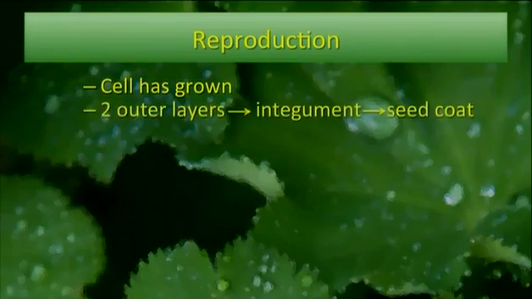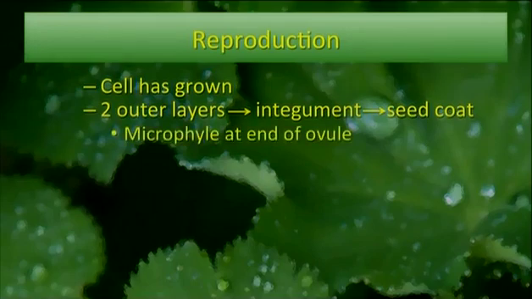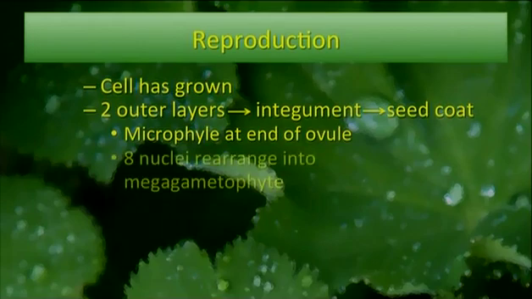And you have 2 outer layers, which develop into the integument, which eventually develops into the seed coat. And there's an opening at one end of the ovule, and that's the micropyle. Remember micropyle? Here it's spelled a little bit differently, but it means the same thing.